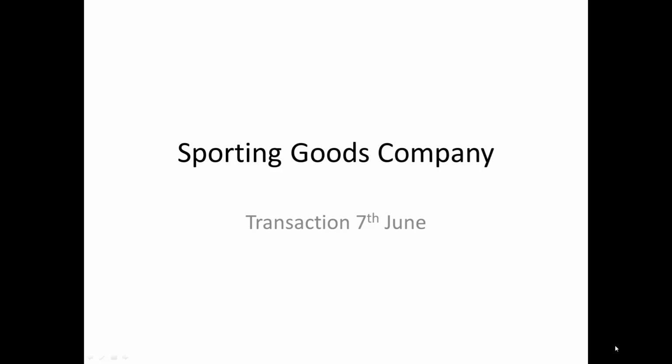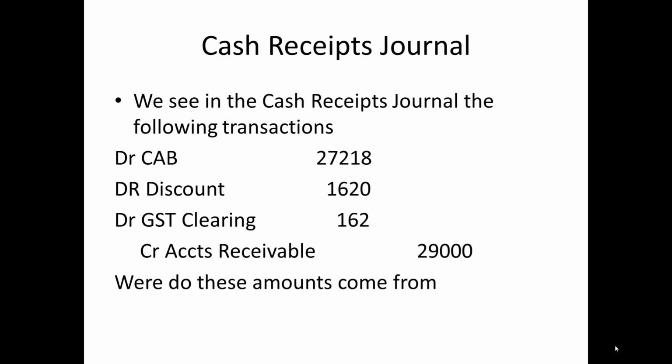The payment made by Sporting Goods Company on the 7th of June was a reasonably involved transaction, so let's look at it from a slightly different perspective so that we see why we've made the entries we have. If you look at the cash receipts journal, we see we've made these journal entries. Debit cash at bank, $27,218, and that amount is fairly obvious, because that's the amount they paid us.